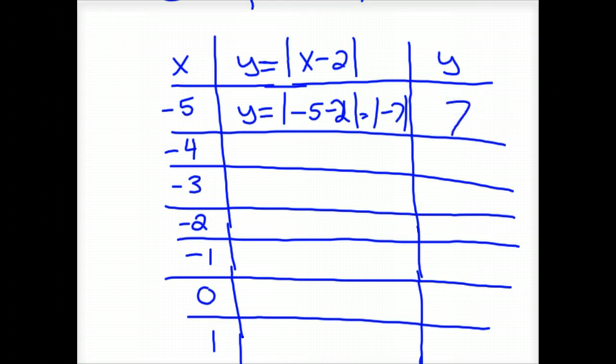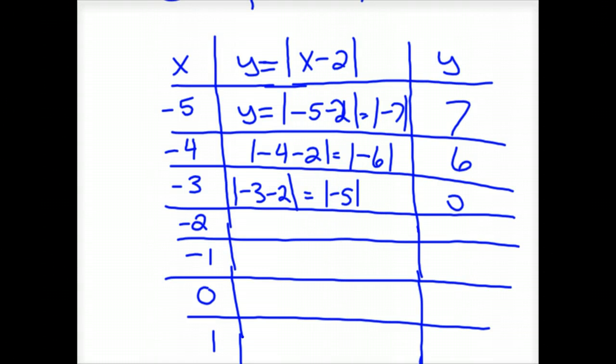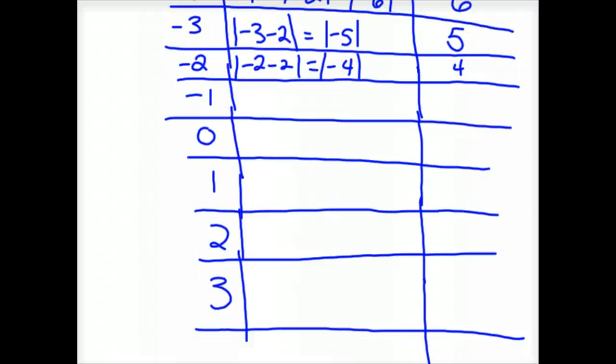Then you plug in -4 and do the same thing. I'm going to drop off the y equals. So -4 minus 2 is -6, so that's the absolute value of -6, which is +6. Then just keep going. The absolute value of -3 minus 2 is -5, so that's the absolute value of -5, which is 5. And so on. Just keep working your way down. So -2 minus 2, kind of see a pattern here, -4, and that's 4. And it looks like it's going 7, 6, 5, 4.